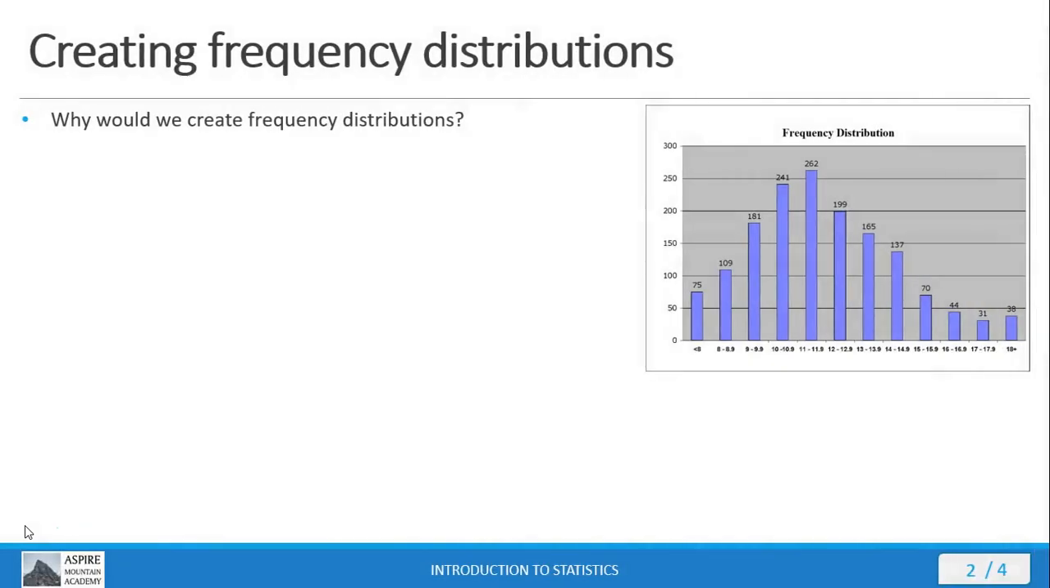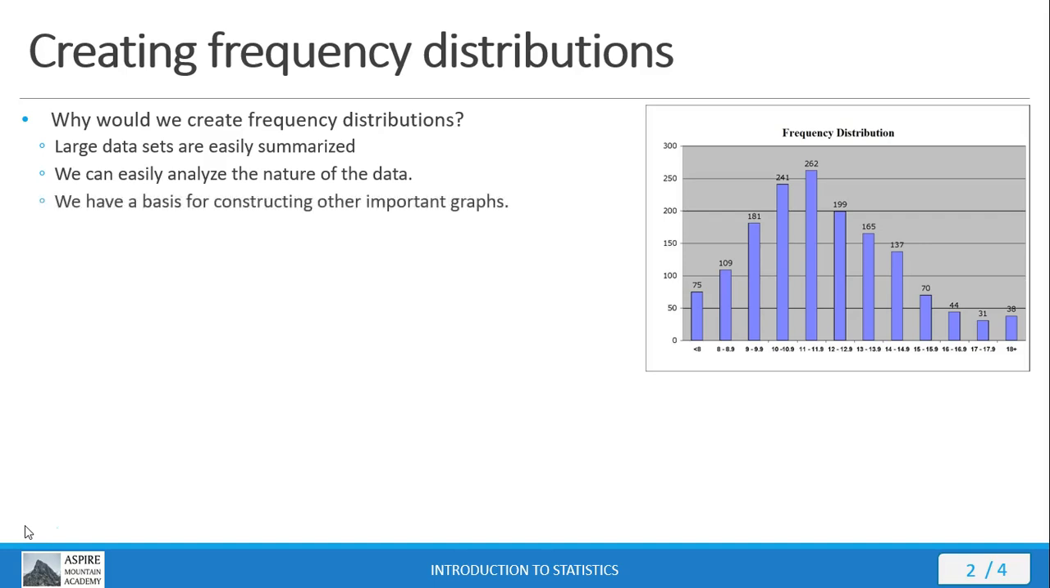Before we detail how to create a frequency distribution, let's understand why we would want to create one in the first place. Well, as I mentioned in a previous mini-lecture, real-world data sets can get very large. Frequency distributions provide a summary of the data that helps us to get our arms around these data sets. They also ease the analysis of the nature of the data, and they can often indicate what other graphs may be useful to create. All this is great, so how do we do it? How do we create a frequency distribution?